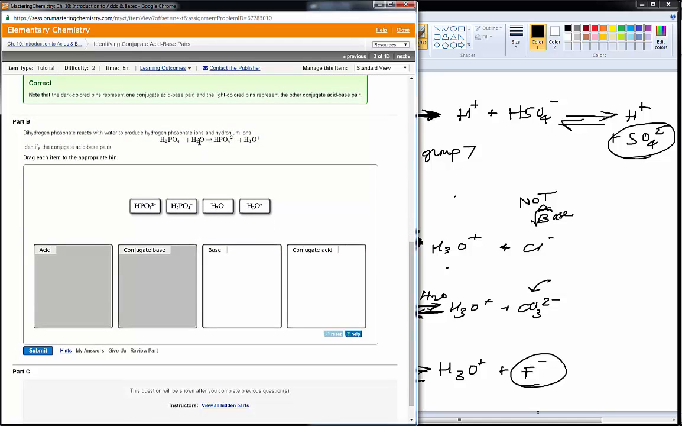Let's do it one more time. The H2PO4 minus goes to form HPO4 2 minus. I have lost a hydrogen and I have become more negative. So I lost an H plus. Having donated that H plus, that makes this the acid and this the conjugate base. This appears to have gained the H plus. I have gained one more hydrogen and I've gained a positive charge. That makes this the proton acceptor. That is the base, and this is the conjugate acid.